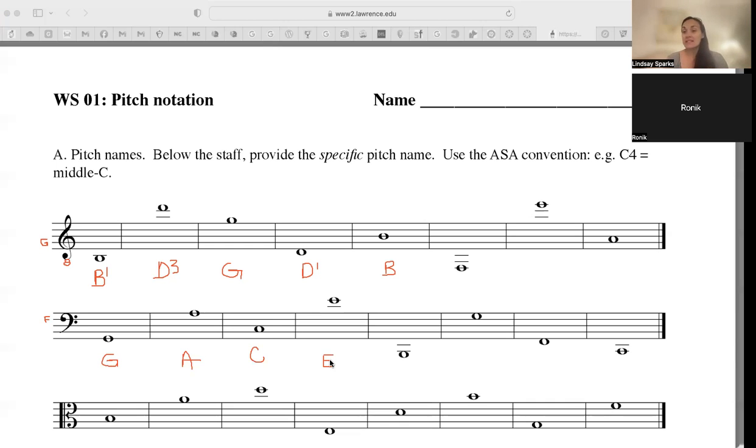But yeah, that's it. Now for the purposes of this class, we are going to get to use both clefs together in something we call a grand staff. So essentially you're going to have kind of this type of thing.